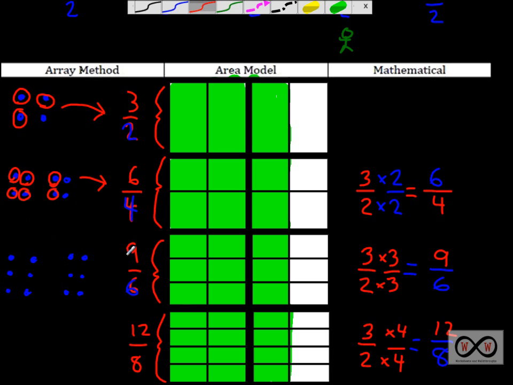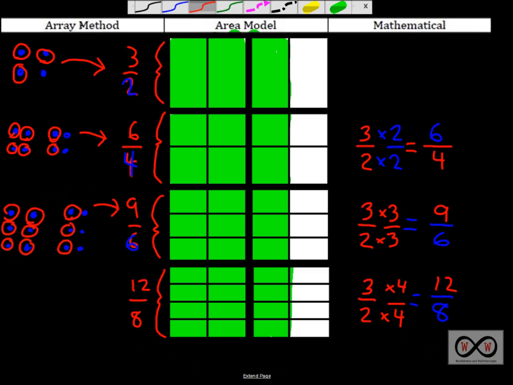So we've got to have 9/6. There's 1, 2, 3, 4, 5, 6, 7, 8, 9. And you can see that we have 1 whole group and 1/2 of another. You can see that pattern continuing. Look at that. And let's figure out this last one here.